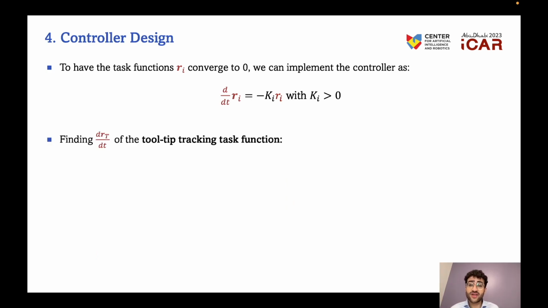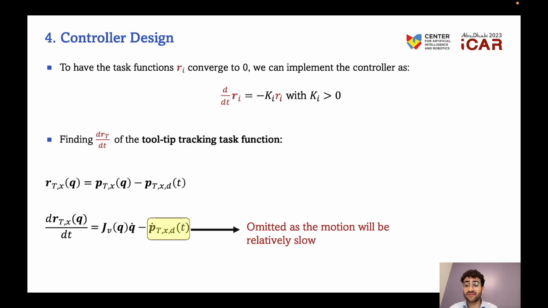Now, as for the tooltip tracking task function, the rate at which it changes with time can be found by simply taking the derivative of both sides of the equation with respect to time. We end up with the rate of change of the tooltip tracking task function being equivalent to the velocity component of the Jacobian multiplied by the joint velocities of the manipulator.